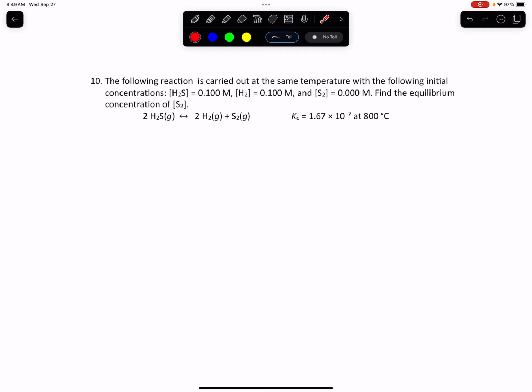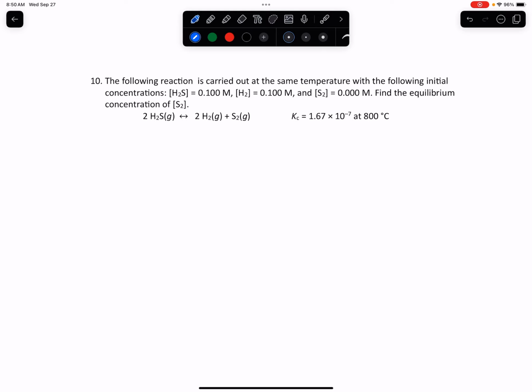The calculation is going to be a little different from what we've been doing so far. First of all, we have this equation: 2H2S gives us 2H2 plus S2. Kc is given to us. Notice carefully this Kc is very small because it's 10 to the negative 7. And we have some initial concentrations given to us, and we have to find the equilibrium concentration of S2.